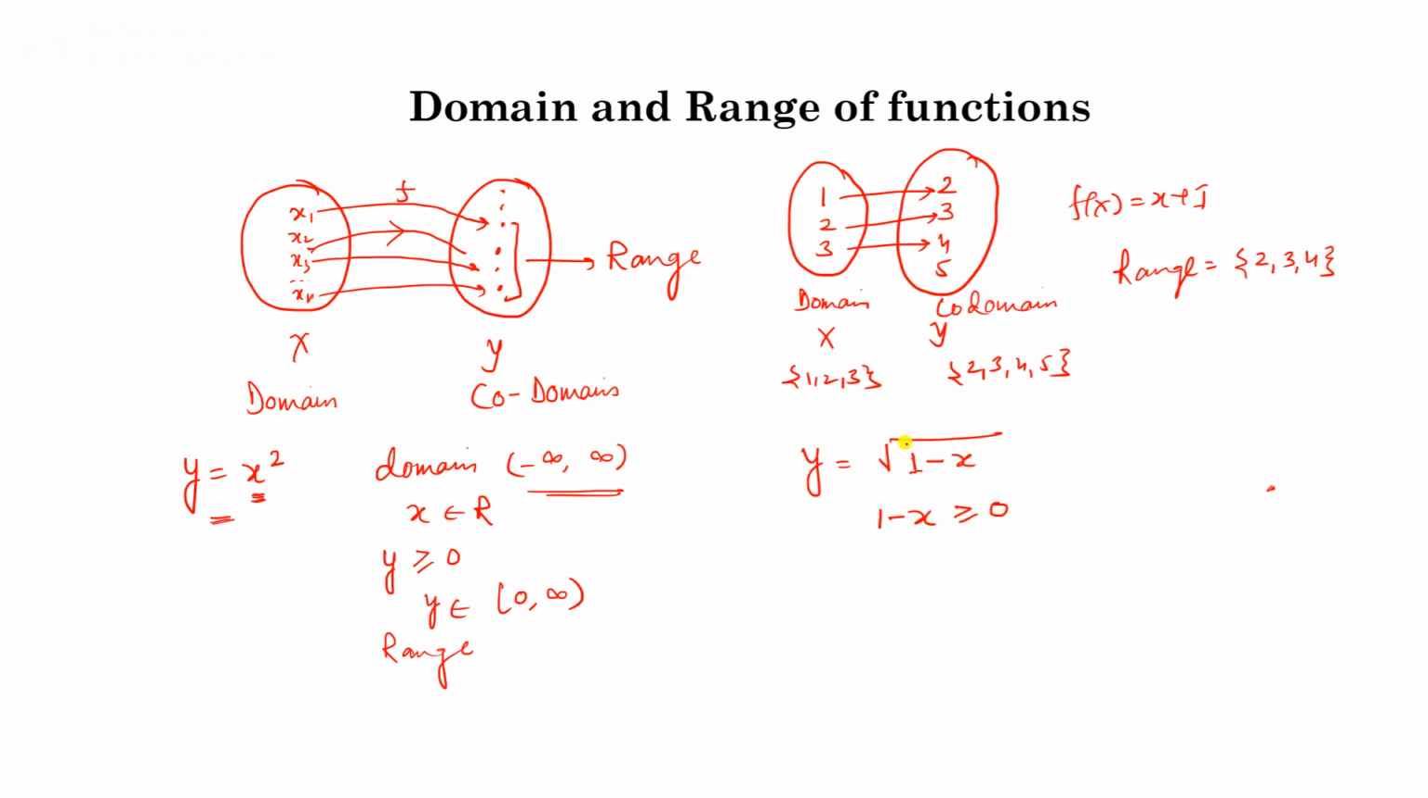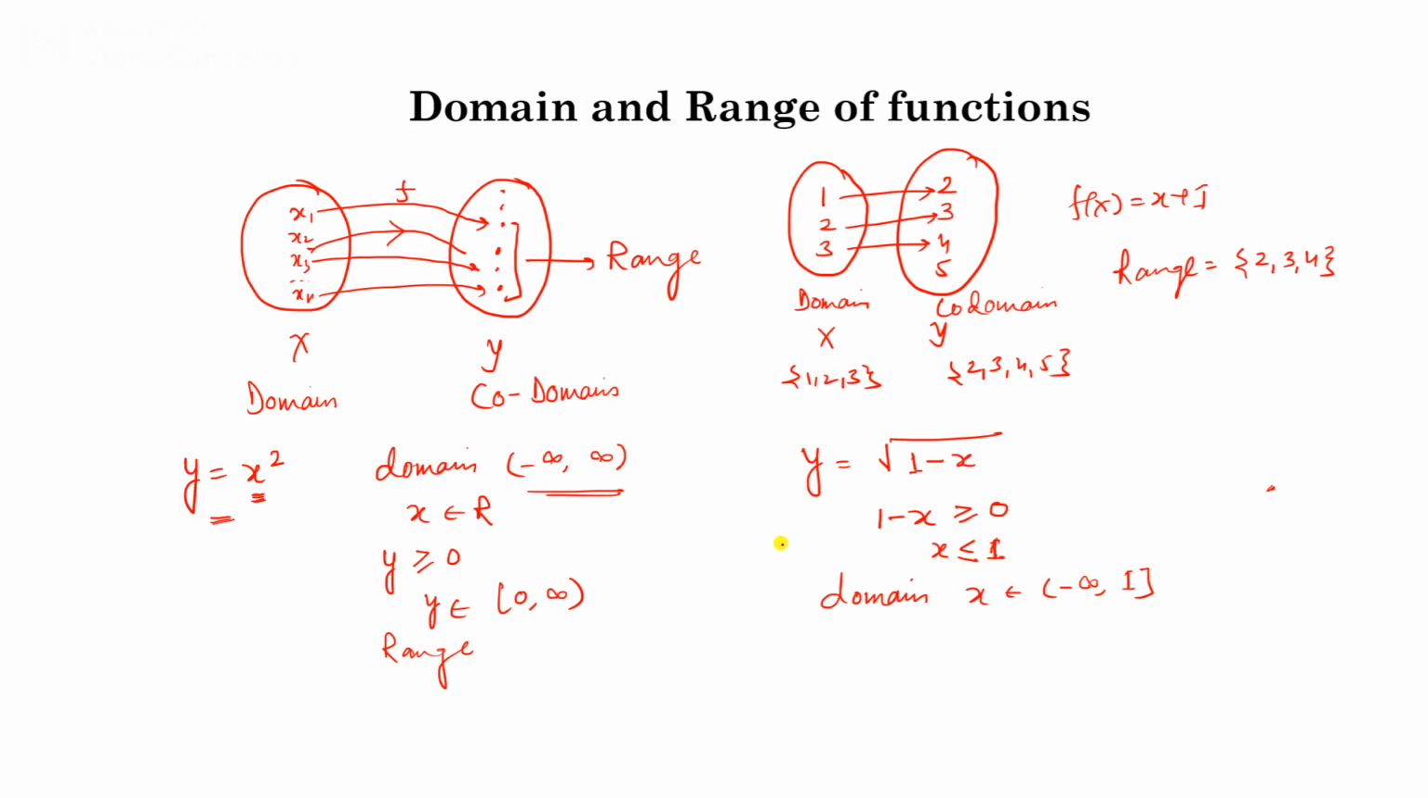So we have to check the condition for which this function will exist. So the condition is 1 minus x must be greater than or equal to 0, or you can say x is less than or equal to 1. Put x on the right-hand side, then you will get x is less than or equal to 1. So the domain of this function is x less than or equal to 1, or you can say x belongs to minus infinity to 1, and this is a closed interval because it includes 1.